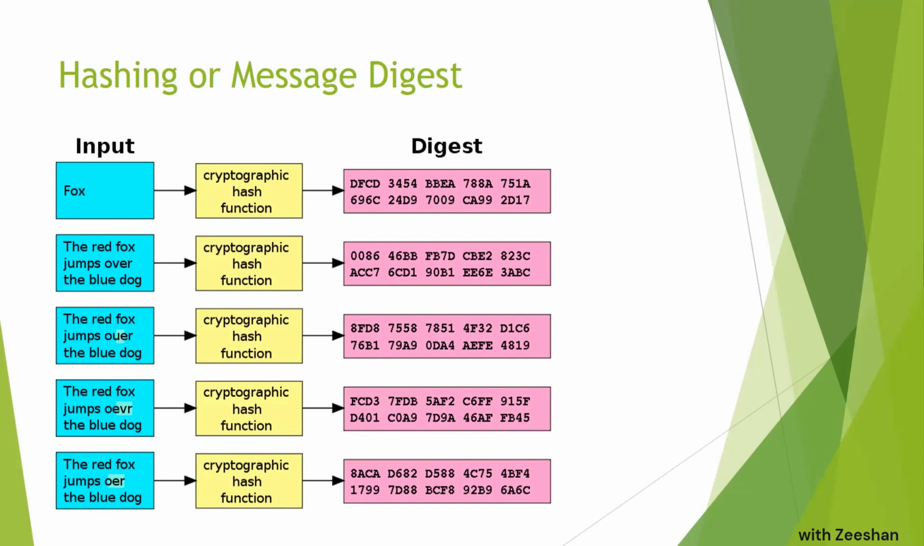So if you run this hashing algorithm on the red fox jumps over the blue dog, or you run it on the original document again and again, it will be the same hash. So if the sender is sending you a document, he will send you the document and he will send you the hash. If the hash is the same as the document's, then the document integrity is intact. If the hash you generate doesn't match, it means the data was altered in between, so you should not trust that data. So hashing is a mechanism.